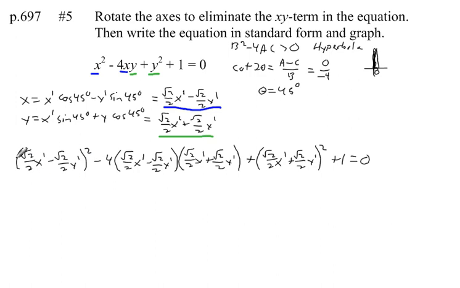First, we need to square what's in parentheses right here. So I can write that out twice, multiply using FOIL. When I do that, I will get 2/4 x prime squared, which we can write as 1/2 if we choose. I'll leave it 2/4 for now. Then I will get minus 2/4 x prime y prime minus another 2/4 x prime y prime, which would give me minus 1 x prime y prime plus 2/4 y prime squared. Okay, that's this first set of terms squared.